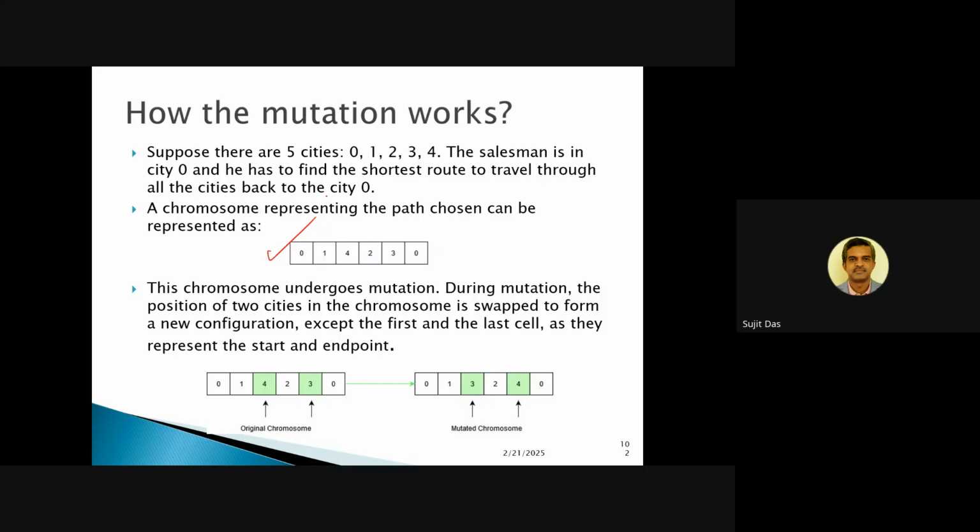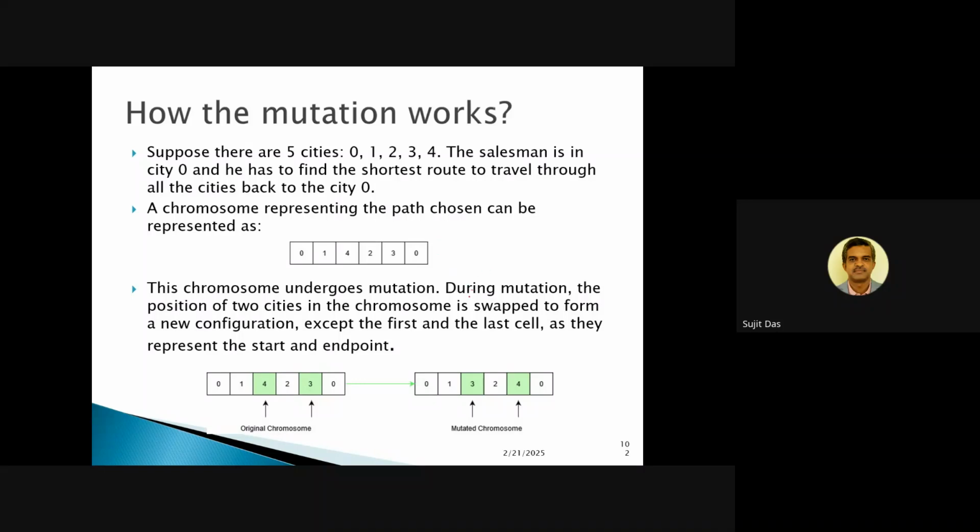Mutation means sudden changes in a gene. But see, if I apply mutation to 4, can I change this 4 to 5 or 4 to 0? I cannot make it 5 because city number 5 does not exist. If I make it city number 0, then what will happen? City number 0 will be repeated and 4 will vanish. Can I do that? I should never do that because the traveling salesman problem has its own restrictions. So here, the concept of mutation will be different.